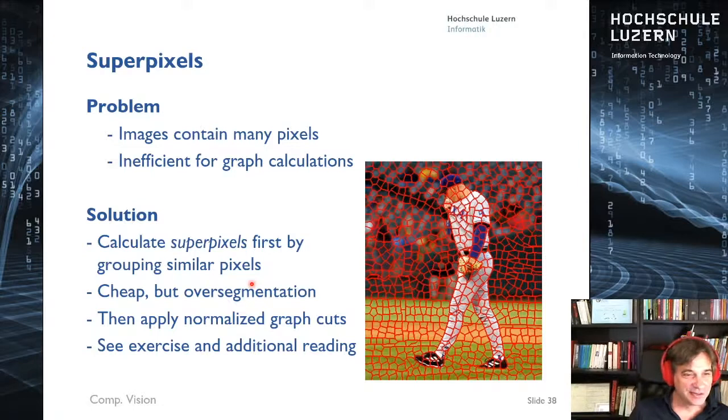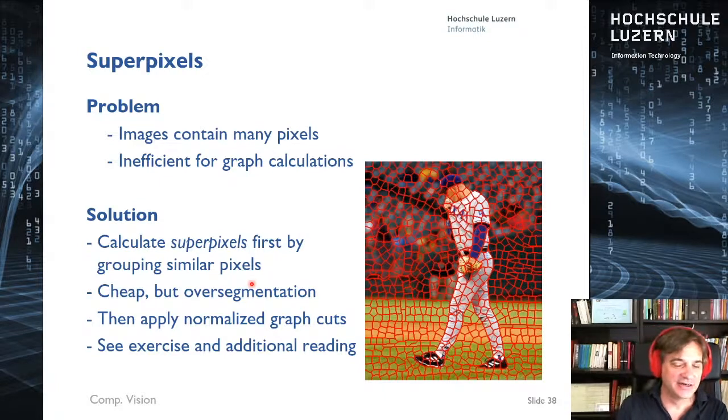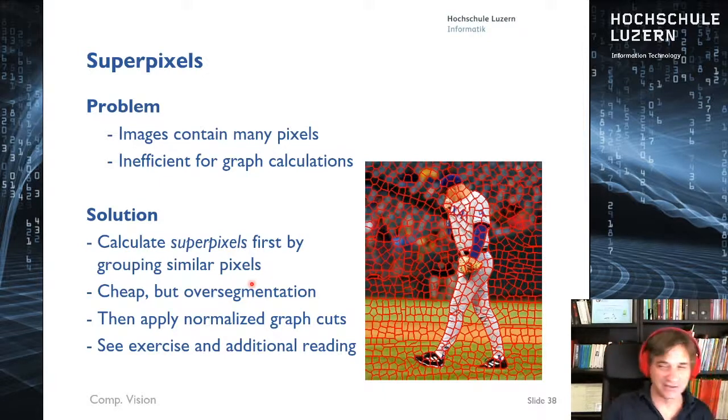One of the problems maybe with the graph cut algorithms in the beginning is that we have lots of pixels in an image, and if you have a lot of pixels, we have a lot of nodes in a graph. So maybe we can do some pre-calculation to have fewer nodes in the graph. And one idea to use is so-called superpixel segmentation.